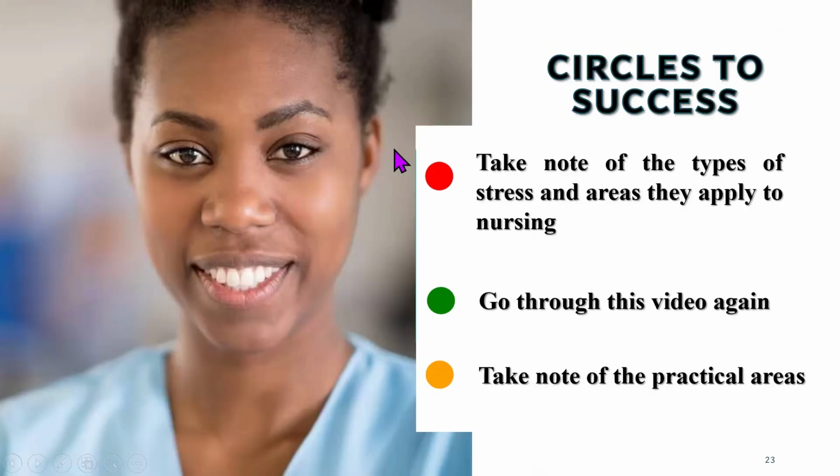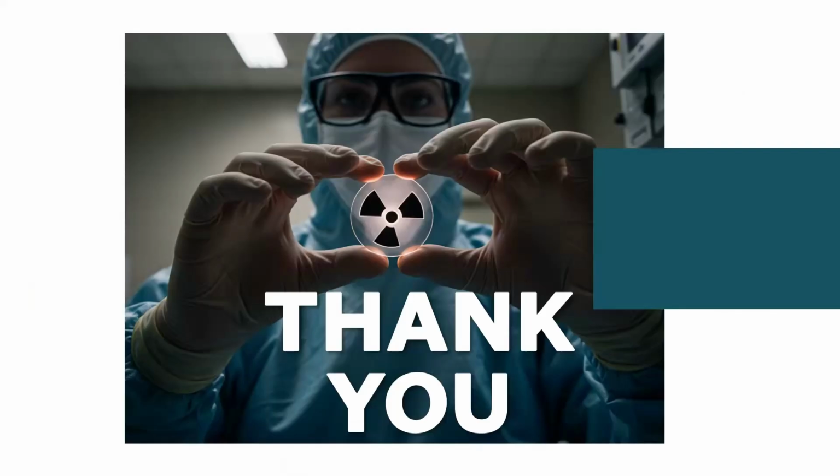As I round up, the circles to success are as follows. Take note of the types of stress and areas they apply to nursing. Go through this video again. Orange circles tell us to take note of the practical areas that were mentioned. For instance, for a patient who is bedridden, ensure to rotate or change the position of the patient every 2 hours.